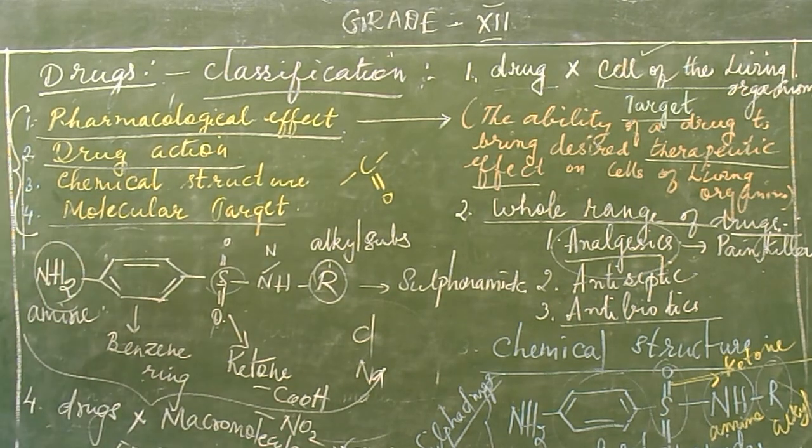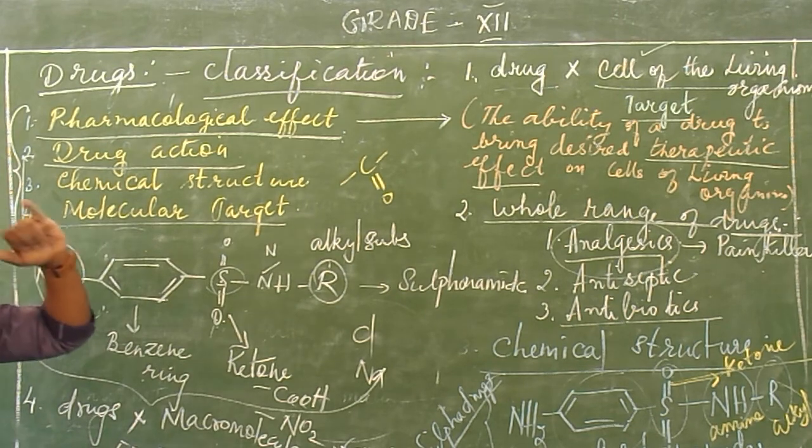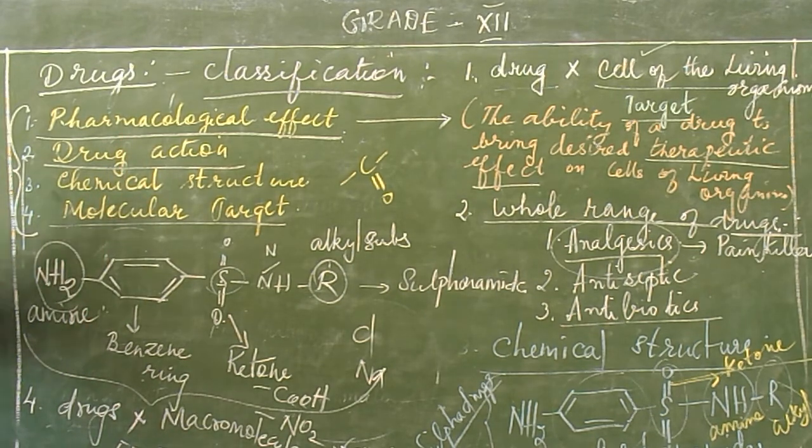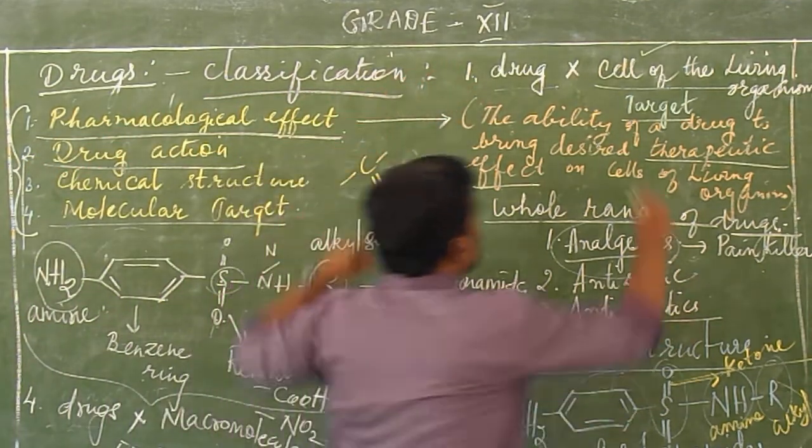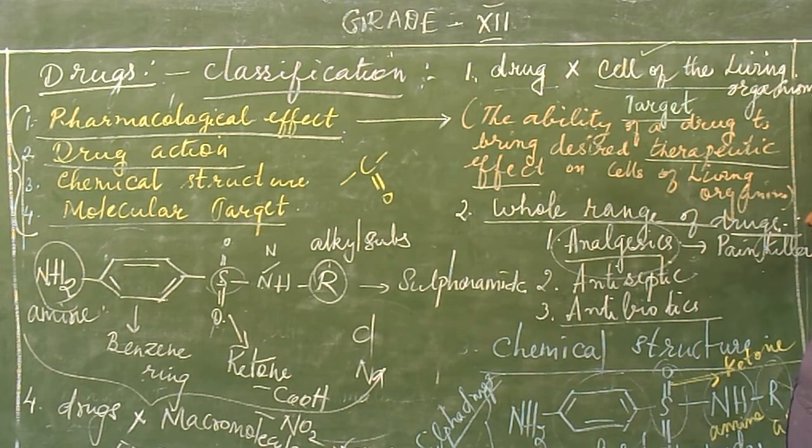Understood? So these are the classification. First we studied what drugs are. Now we are studying the classification of drugs. Drugs are classified under four categories: based on the pharmacological effect, based on the drug action, based on chemical structure, and based on the molecular target. Based on the pharmacological effect, we can write two points. That is the drug which interacts with the cells of the living organism.